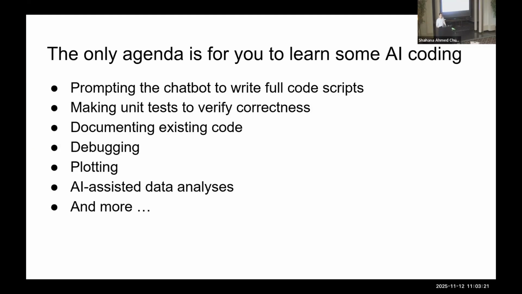And yeah, so we'll do certain things, like prompting the chatbot to write entire scripts for certain analyses we want to do. For the sake of making trustworthy AI coding, we're going to try to make some unit tests to verify correctness, documentation, debugging, plotting. I really think plotting and documenting is one of the best use cases when it comes to coding. And if we get to it, some AI-assisted data analyses.